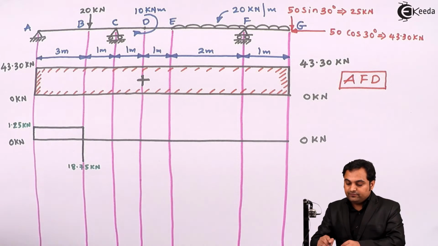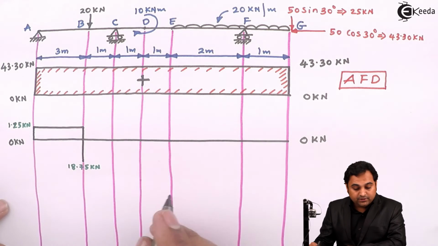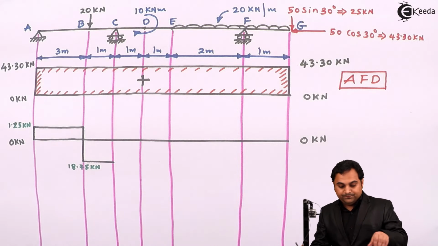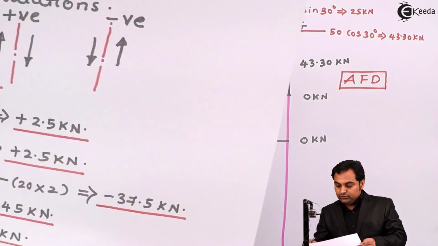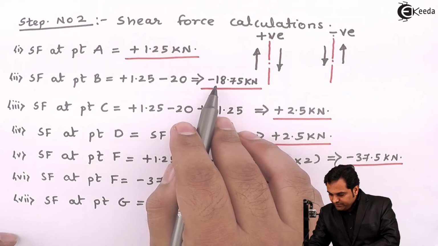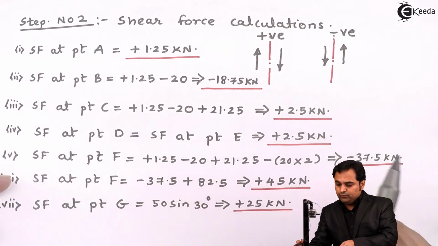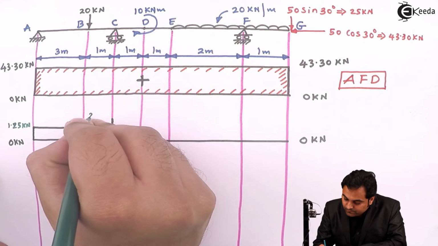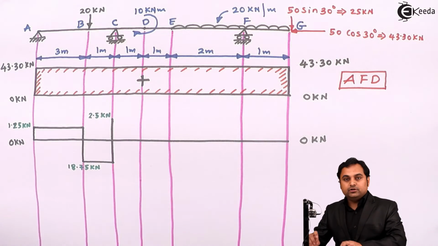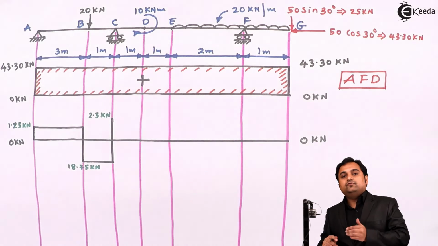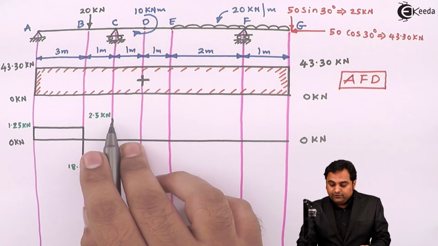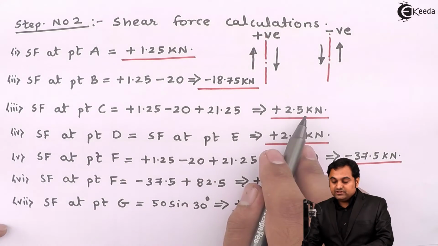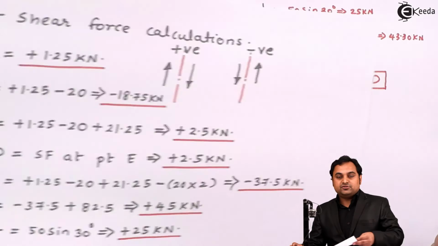Then this value will remain constant from B to C unless there is reaction from C, so here this will be constant, 18.75 kilonewton. Then it goes into positive, that is after minus 18.75 at point C, the value is plus 2.5 kilonewton. Now, as I have explained previously also, between points C, D and E there are no forces present, so this shear force value will remain constant from C, D and up to E, that is SF at point C was plus 2.5, so at D and E also it will be plus 2.5.